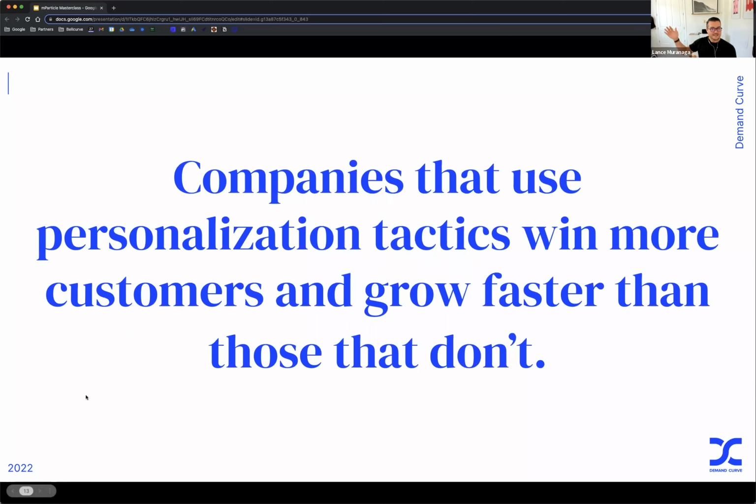So this culminates into the net. Companies that use personalization tactics will win more customers and grow faster than those who don't. This is why personalization matters.